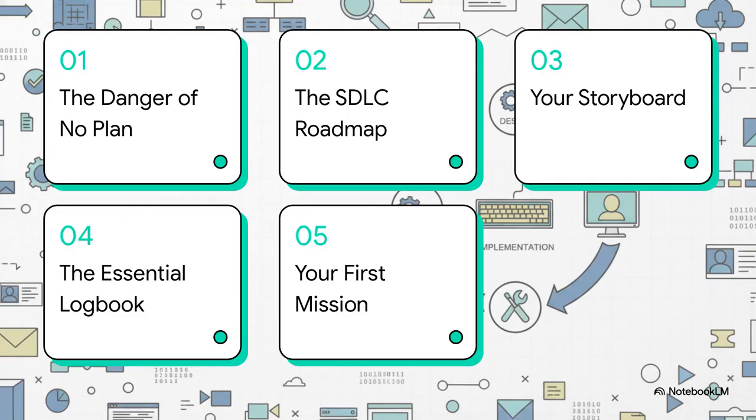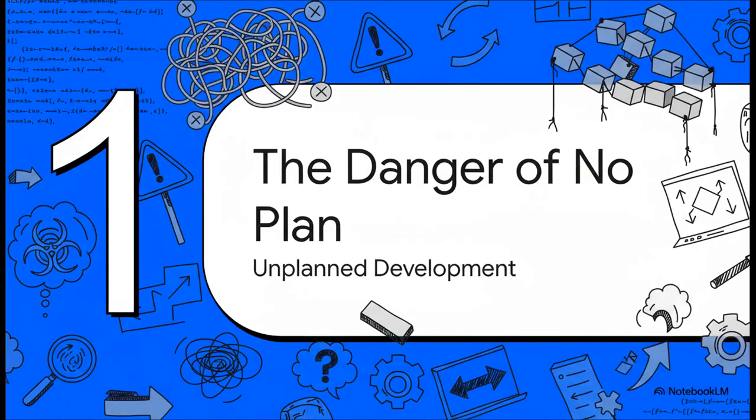So here's what we're going to cover. First, we'll talk about the number one pitfall that sinks projects. Then, we'll look at the professional framework that stops that from happening. And finally, we'll get super practical with the two things you absolutely have to start today, your storyboard and your logbook. Let's dive in.